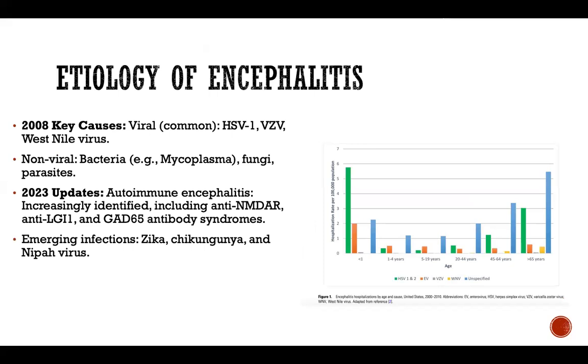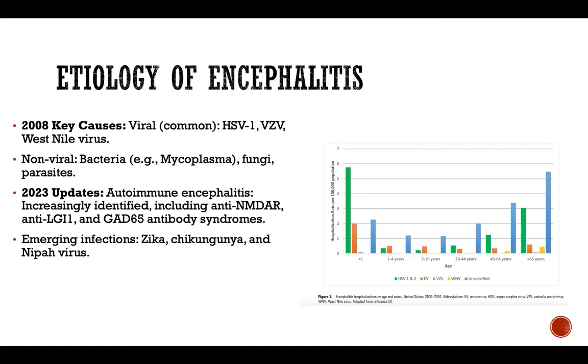So, etiology of encephalitis. Back in the 2008 article, they talked about viral being the most common cause of encephalitis, with HSV1, varicella and West Nile virus being the three top causes, and then non-viral causes such as bacteria, mycoplasma being a prime example, fungi or parasites.